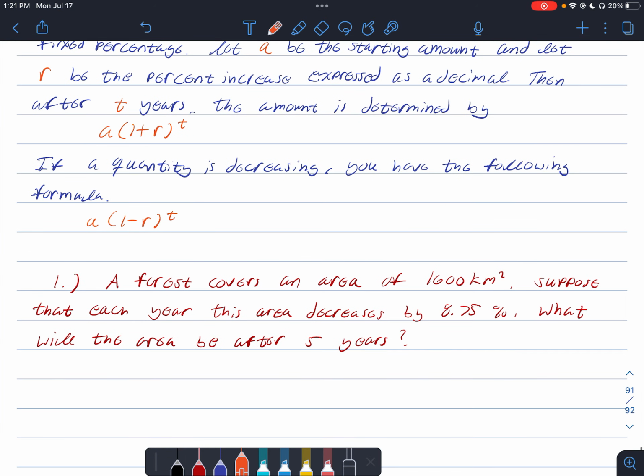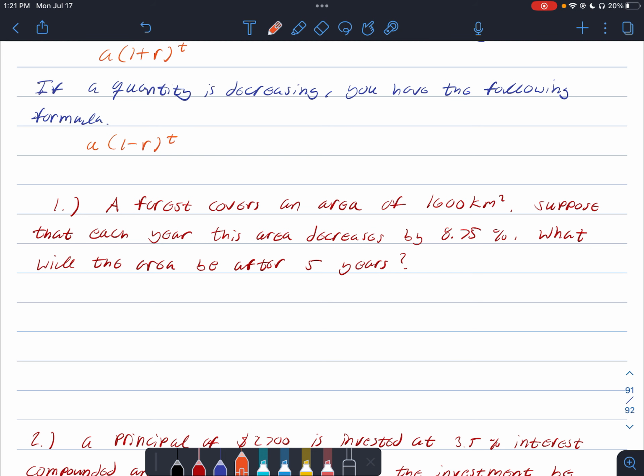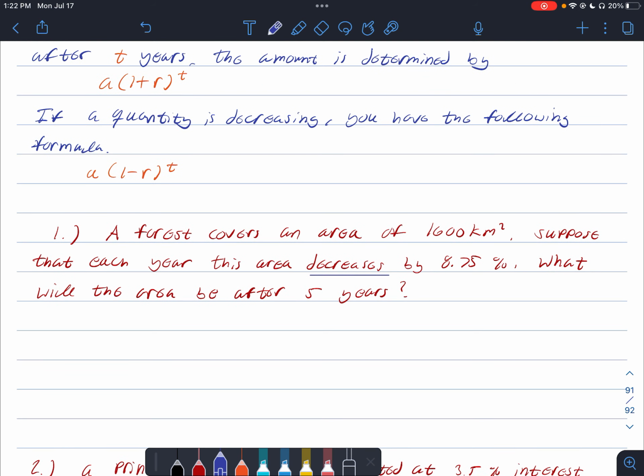So to see how this works, let's look at a couple examples. First one here, we have a forest covers an area of 1,600 square kilometers. Suppose that each year this area decreases by 8.75%. What will the area be after 5 years? So the first step with any of these problems, once you determine that we're going to be using one of these exponential growth formulas, is you need to determine which one. Since it is decreasing, that means we are going to use this formula. So we have A times 1 minus R to the T.